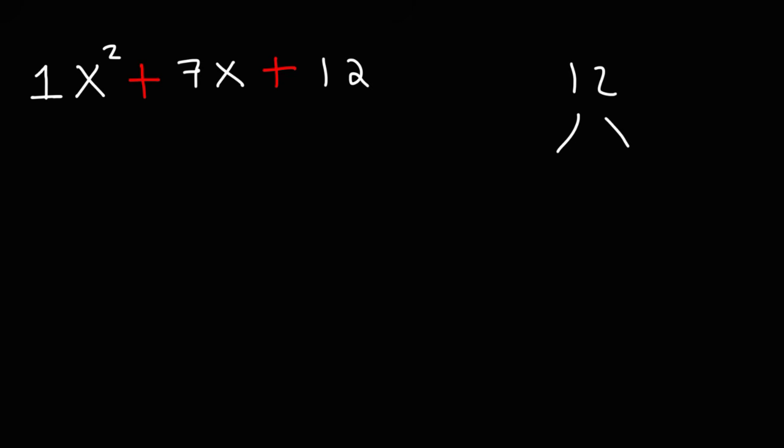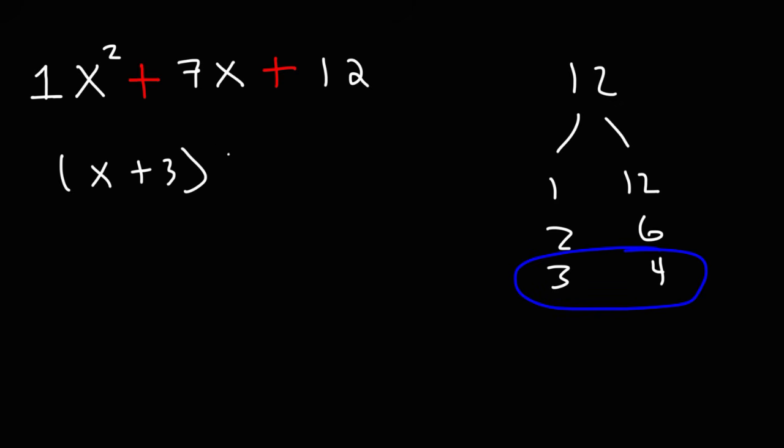Well, let's begin by writing the factors of 12. If we divide 12 by 1, we get 12. If we divide 12 by 2, we get 6. If we divide 12 by 3, we get 4. Now, which of these pairs of numbers multiply to 12 but add to 7? We know it's 3 and 4. 3 plus 4 is 7, and 3 times 4 is 12. So to factor the trinomial, we can write it as x plus 3 times x plus 4. And so that's how we could factor that particular trinomial.